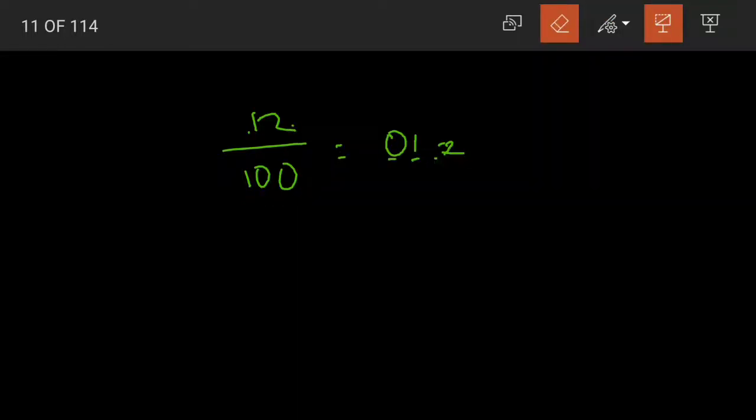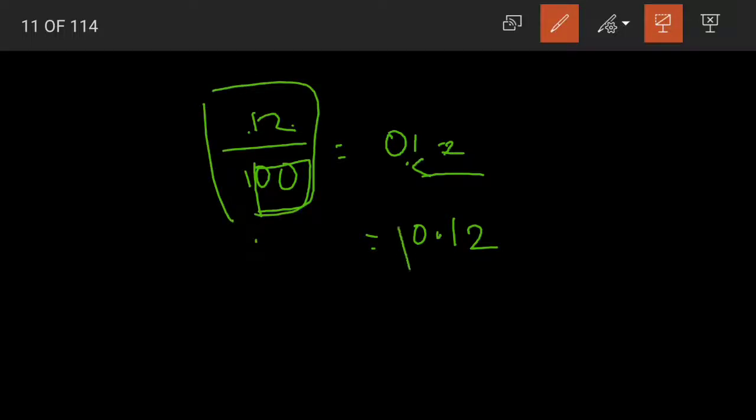The next step is to count the number of zeros in our denominator. In the denominator, we have 2 zeros. So after 2 digits from the right, we'll place our decimal point. 0.12 is our answer. 12 by 100. What does the decimal form become? The decimal form becomes 0.12. Understood, children?